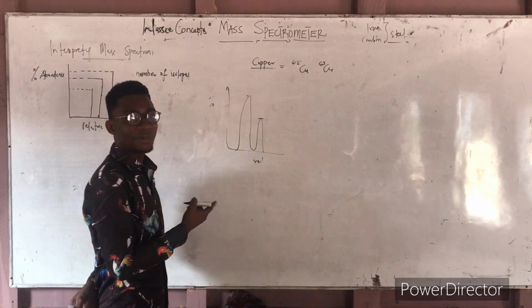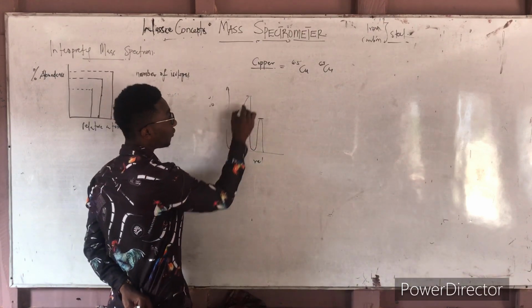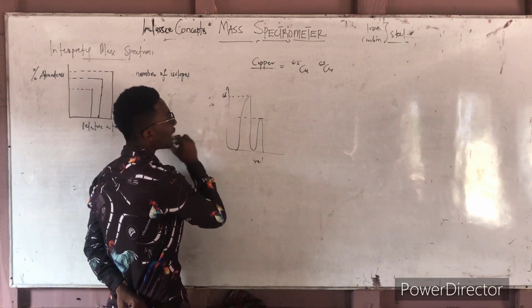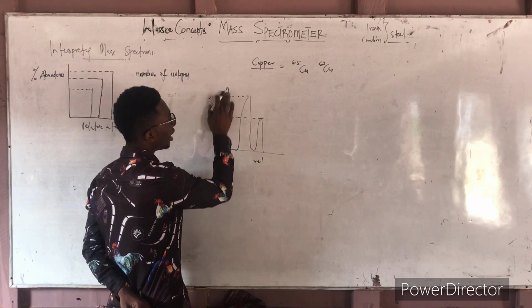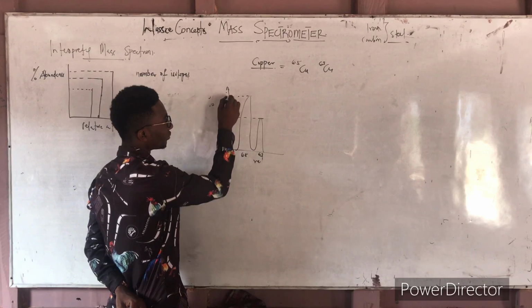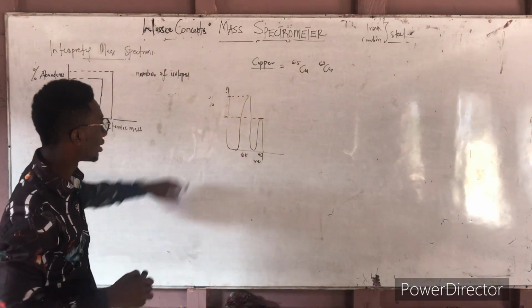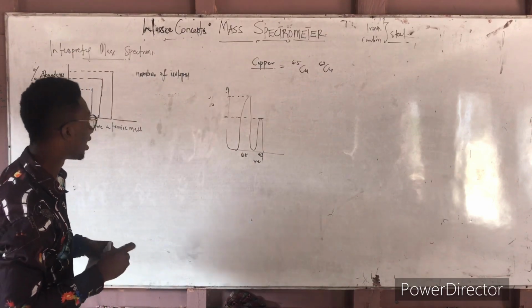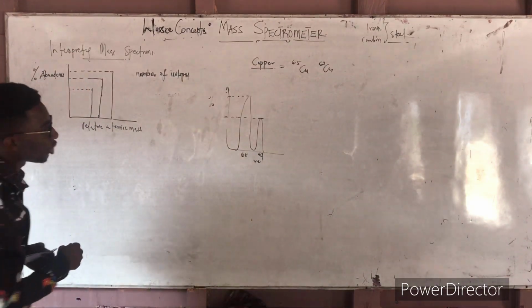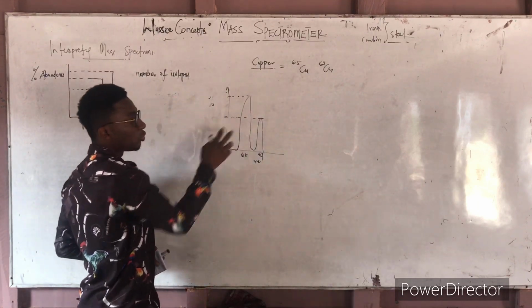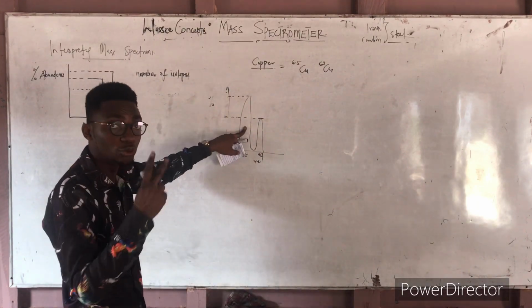If you use copper in the mass spectrometer, it will give you two peaks, one around 65 and the other around 63 on the relative atomic mass axis. It will give various percentage abundances. Now, what is the percentage abundance? The number of peaks will determine the number of isotopes. Copper has two isotopes, so it provides you with two peaks.